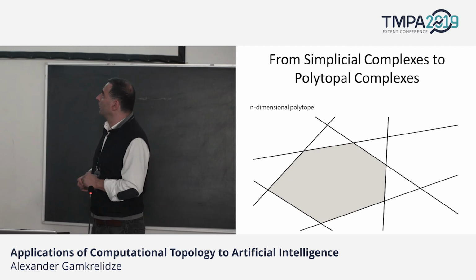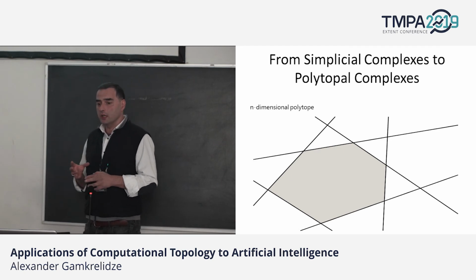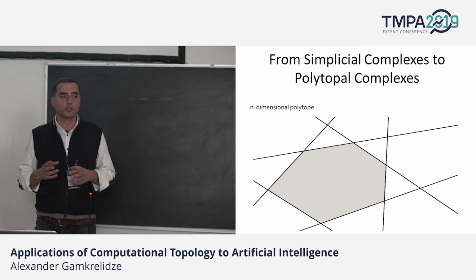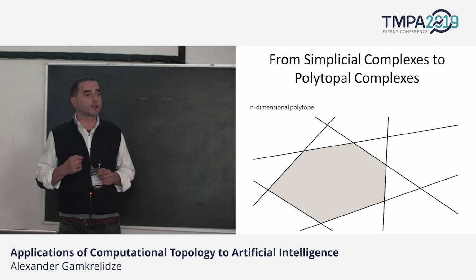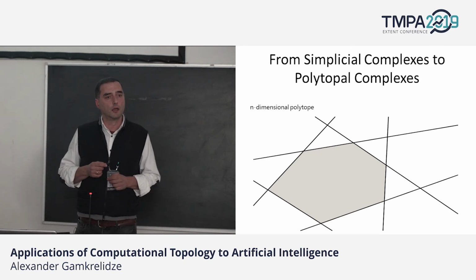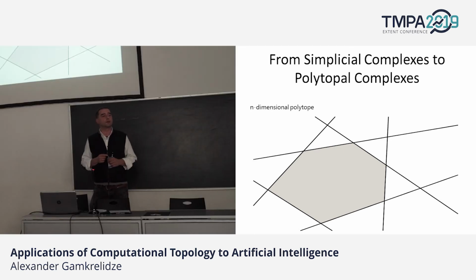And the polytopes carry geometric information, in contrast to the simplices that are purely combinatorial. There is no geometry in them. But polytopes carry both combinatorial and geometric information.